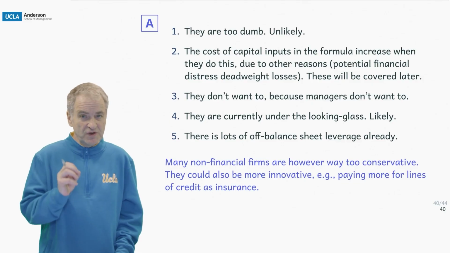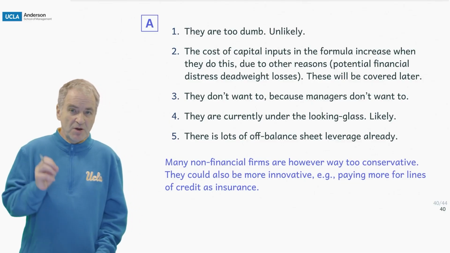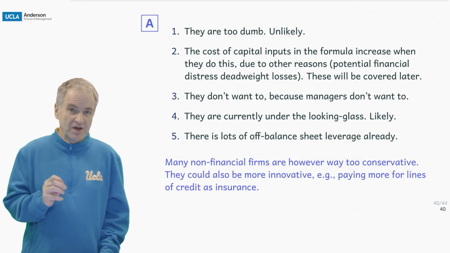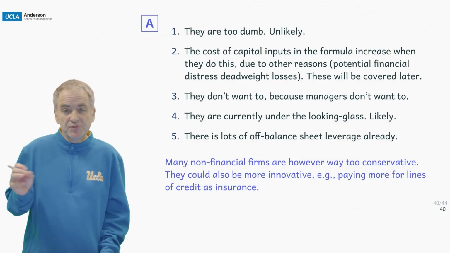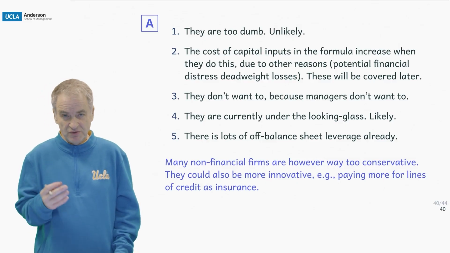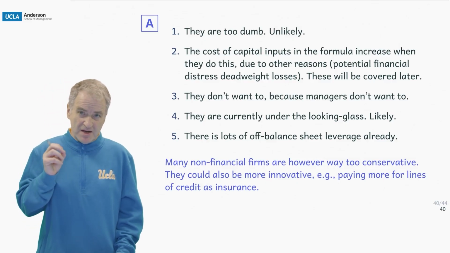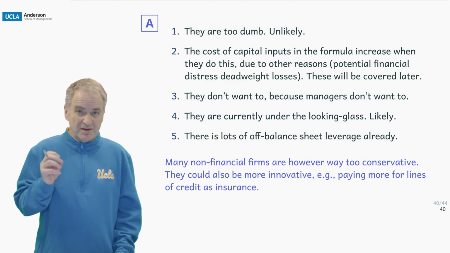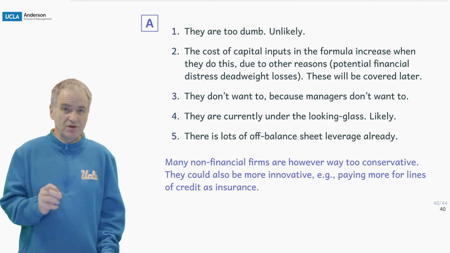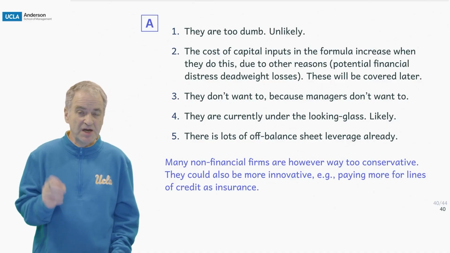Nevertheless, many non-financial firms are probably too conservative. They could probably be more innovative. If they really need protection against bankruptcy, they can get lines of credit as insurance, but they could probably create more value if they had more debt. That is in the interest of the owners of the firms. It is not necessarily in the interest of the managers of the firm.